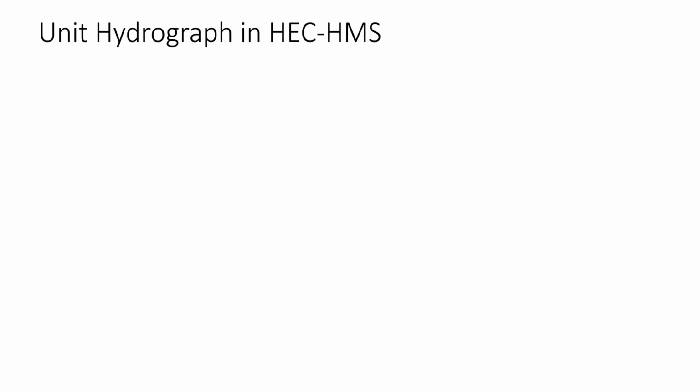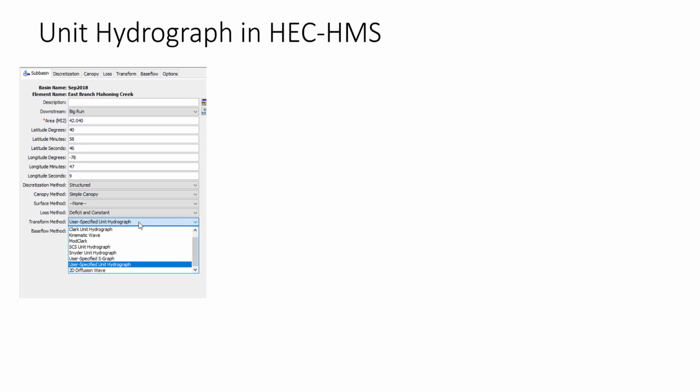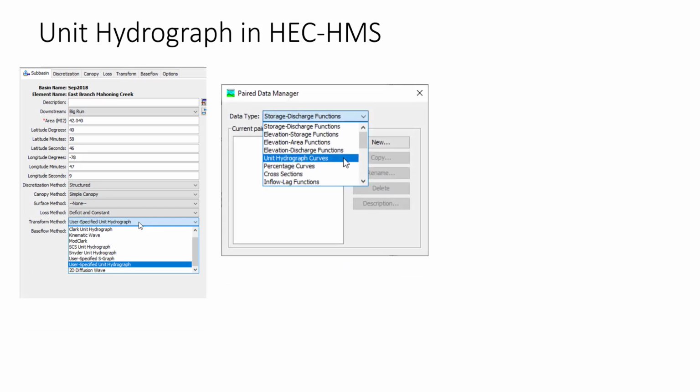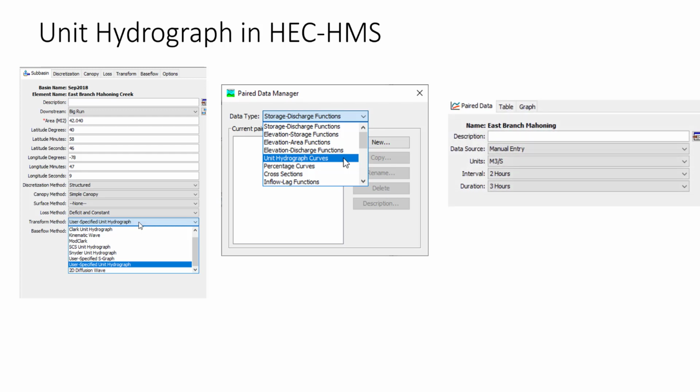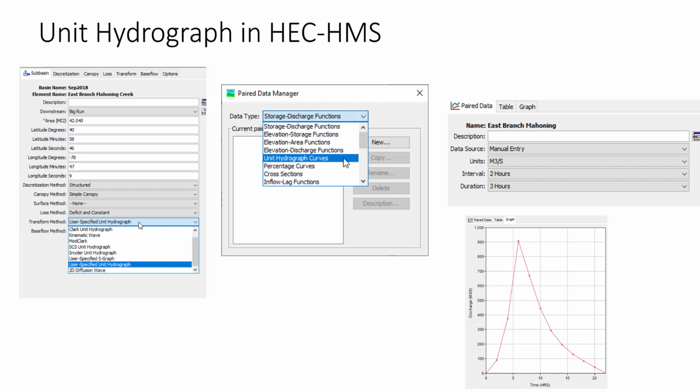So now that you've come up with your unit hydrograph, you want to add it to the HMS. The first step is to select the transform method, user-specified unit hydrograph. Next, you will want to create a unit hydrograph curve in the paired data manager. Once you have the paired data created, you need to set the interval, which is the interval of your hydrograph, and the duration, which is the duration of your excess rainfall. In our example, we had a hydrograph interval of 2 hours and a duration of 3 hours, which we calculated in step 4. Lastly, add your newly created unit hydrograph by either manually entering the values or by importing through DSS if you created your unit hydrograph there.